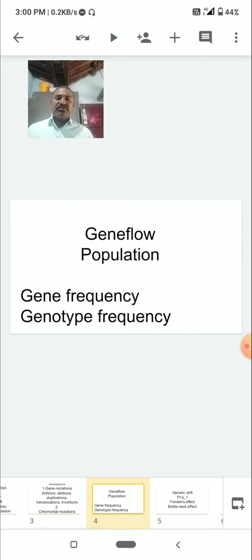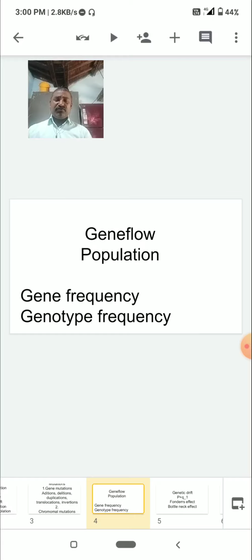And the second one is gene flow. Generally, gene flow is the movement of genes within a community. Whenever genes are present in the parental generation, these genes are transmitted to the next generation. So, gene flow is going on.